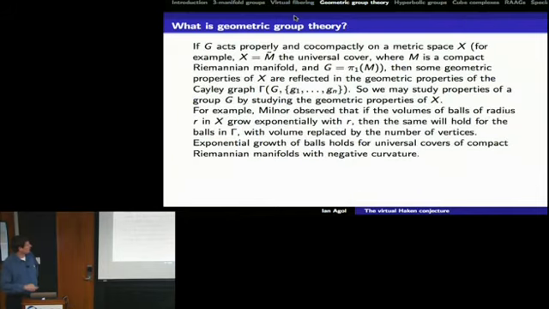Yeah, so what Dennis is indicating is that if you have a group acting properly cocompactly on a metric space, then you can obtain geometric properties of the Cayley graph from geometric properties of the space that it's acting on. For example, if the volumes of balls in the metric space X grow exponentially with R, then the same property will hold for the Cayley graph.